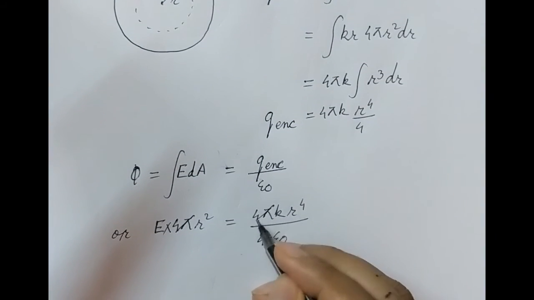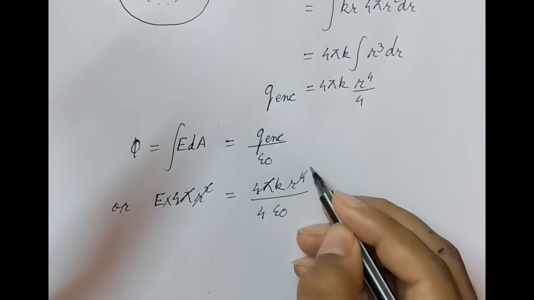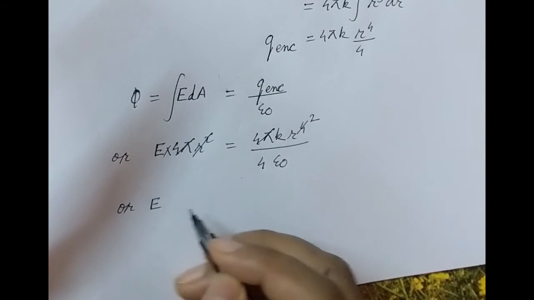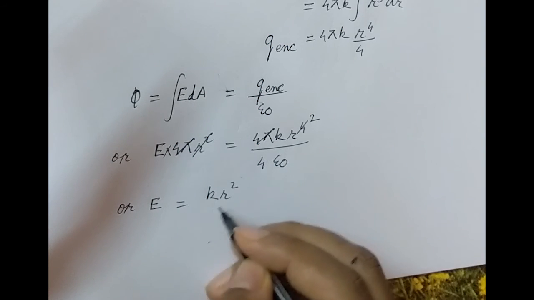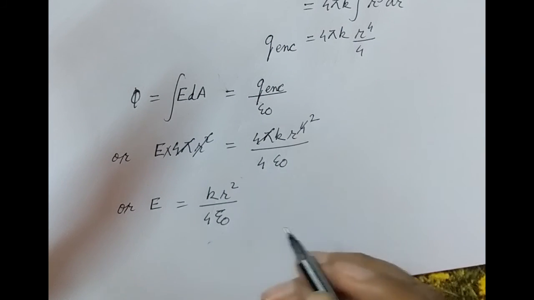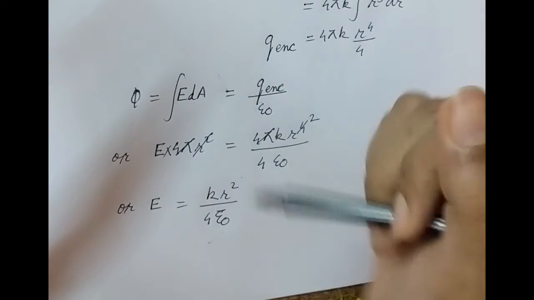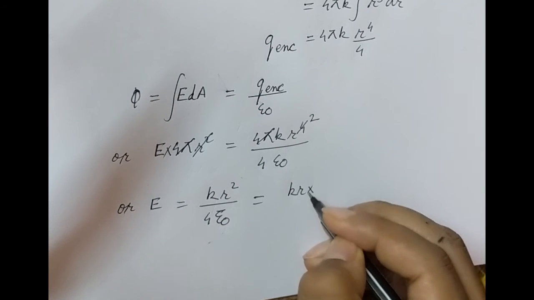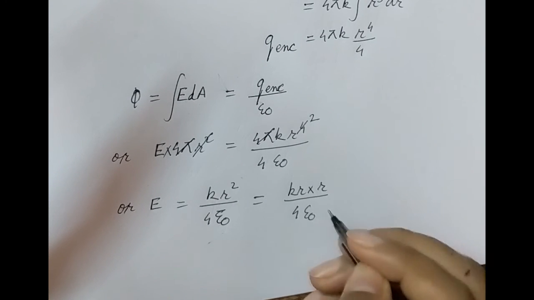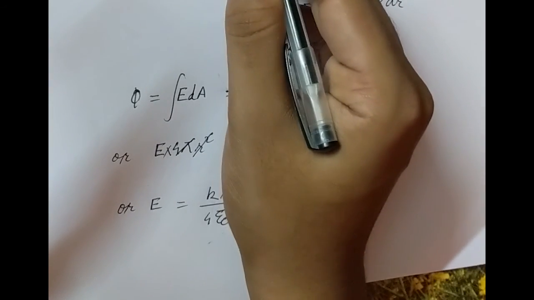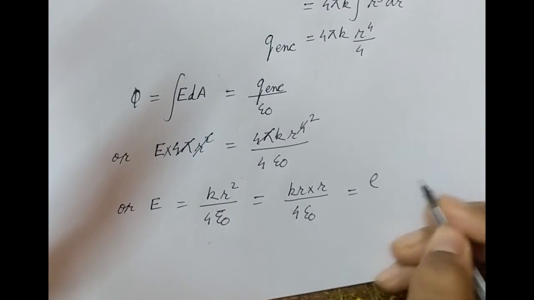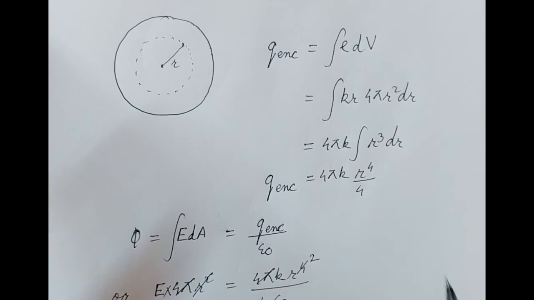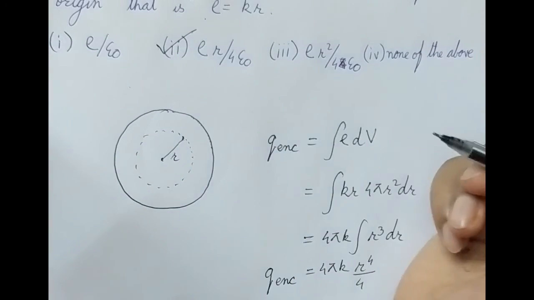The 4 pi cancels out on both sides. The r square cuts out r square on this side, leaving just a square here. So we get the electric field as k r square divided by 4 epsilon naught. This matches none of the equations till now, so we need to manipulate this answer a little. We represent k r square as k r into r divided by 4 epsilon naught. k r is my charge density rho, so I can put that in there, rho r divided by 4 epsilon naught. This is my final answer. That means my second option is my correct option.